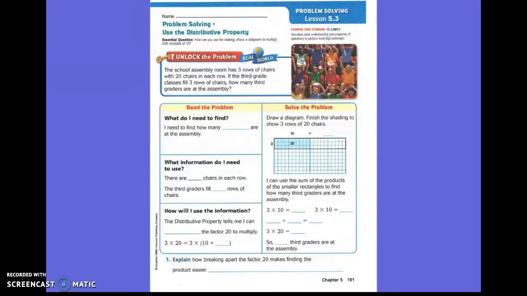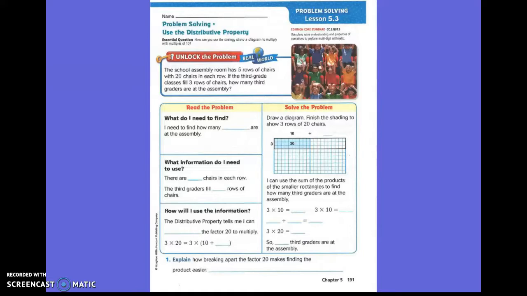Okay, boys and girls, today we are going to solve multiplication problems by using the strategy, draw a diagram. Alright, please read the story so we can start. The school assembly room has 5 rows of chairs with 20 chairs in each row. If the 3rd grade classes fill 3 rows of chairs, how many 3rd graders are at the assembly?